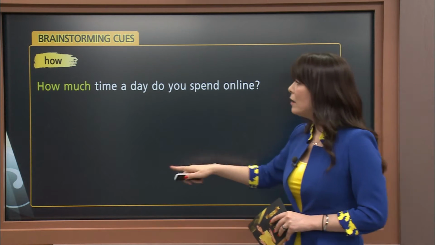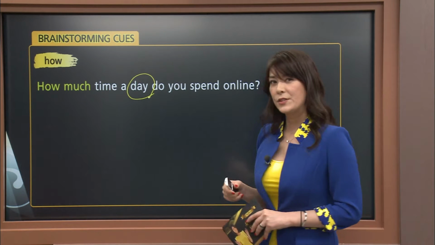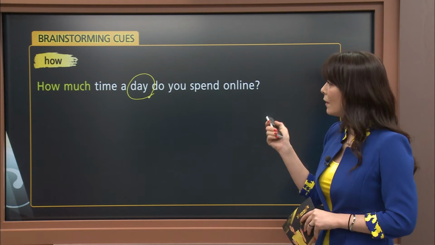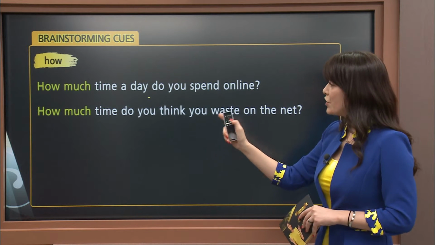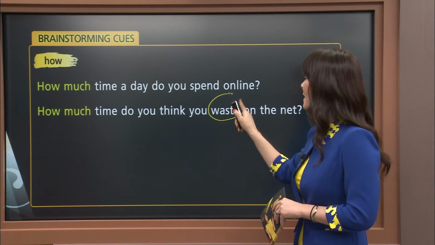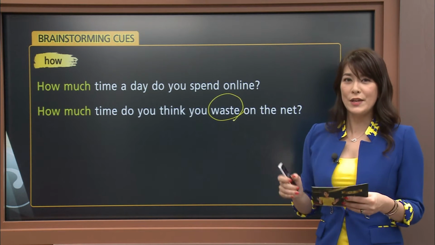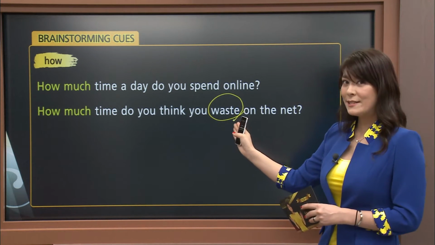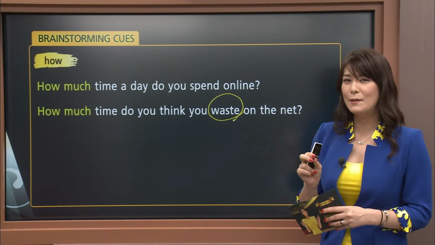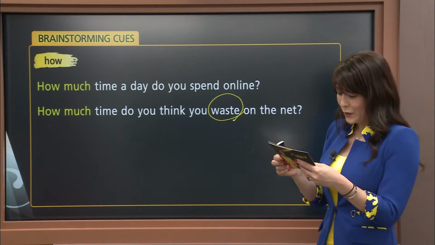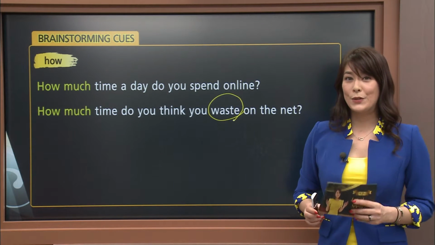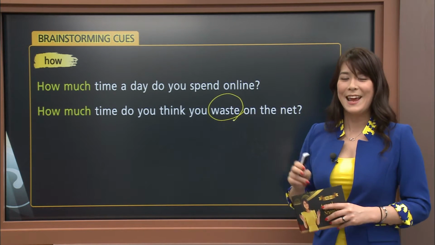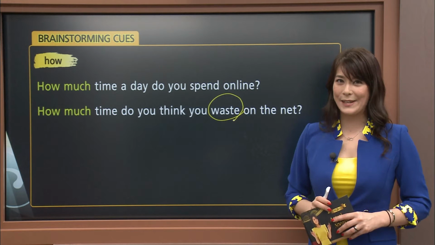So we're thinking about each day. So how much time a day do you spend online or on the internet? And how much time do you think you waste on the internet? So think about how much time you spend on the internet and how much time you waste on the internet doing unimportant things. Okay, everyone, that is about it for our brainstorming cues for today. Brainstorm more on your own with the 5 W's and how, and let's move on. It's time for actual talk.